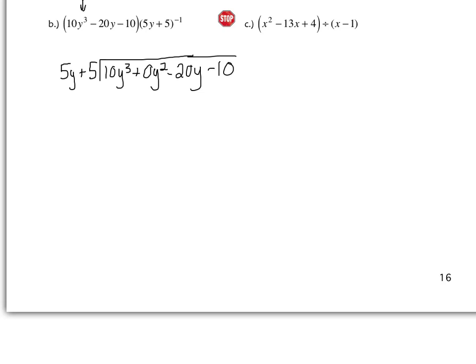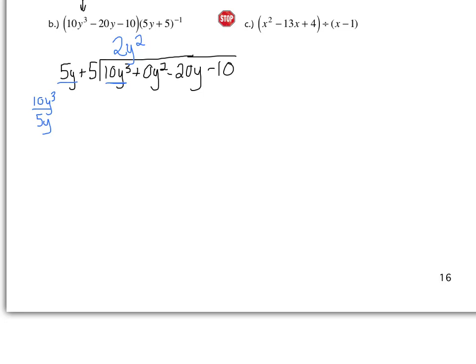All right, so let's start this one. First thing you do is you look to the dividend, and it's 10y to the third, and we're going to divide that by 5y. So if you need to, go off to the side and do that. 10y to the third over 5y, what would you get? 10 divided by 5 is 2, and then y to the third divided by y is y squared.